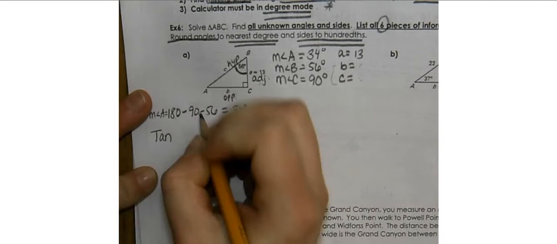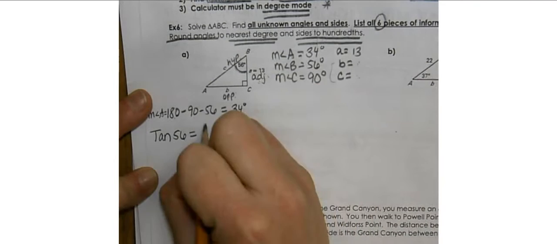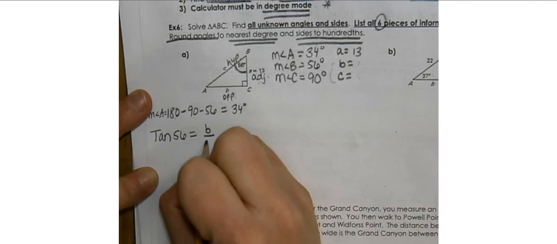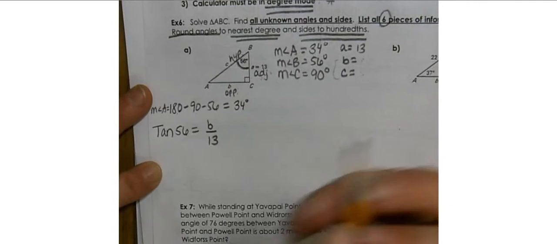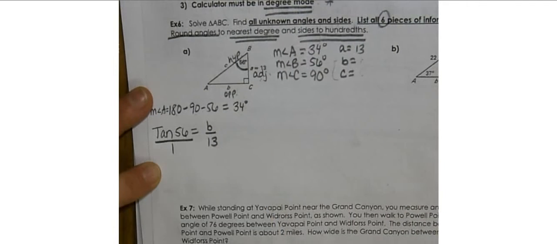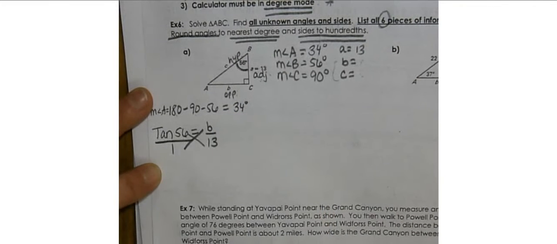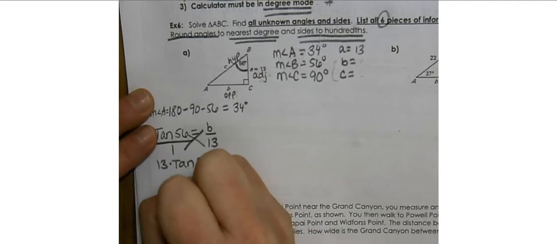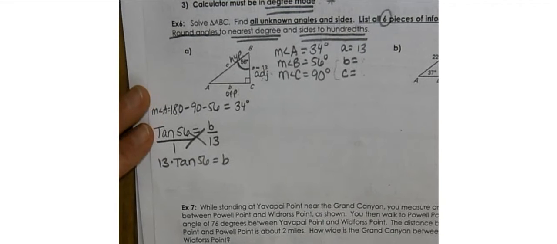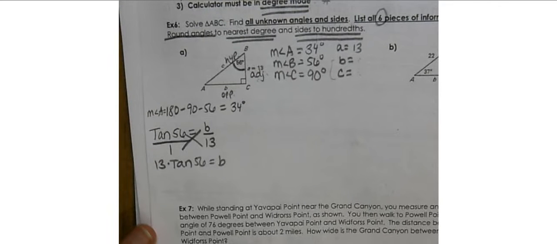So I'm going to write the tangent of 56 is equal to the opposite, which is b, divided by the adjacent, which is 13. This is simply a proportion, and I'm going to make the tangent of 56, which is just a number, over 1, and then I'm going to use cross product. So I'm going to write 13 times the tangent of 56 is going to be equal to b.